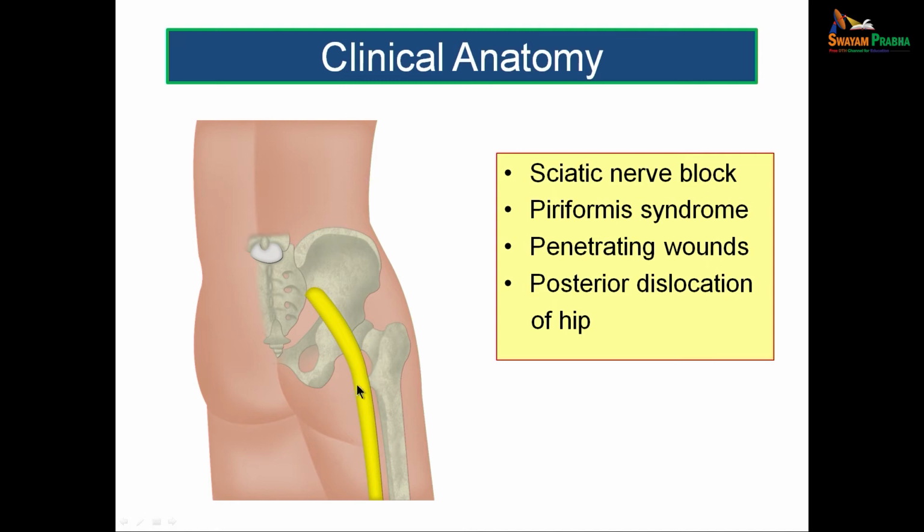Lastly, posterior dislocation of the hip joint. You find the hip joint, with the obturator externus deep to the quadratus femoris, is a posterior relation of the sciatic nerve. So, if this hip joint dislocates posteriorly, it will stretch the sciatic nerve, resulting in injury to the sciatic nerve.